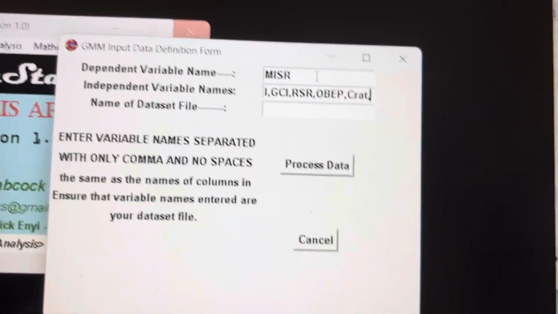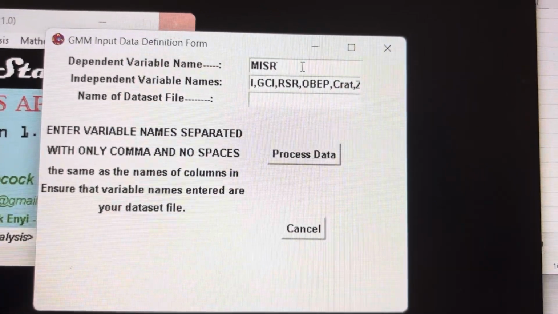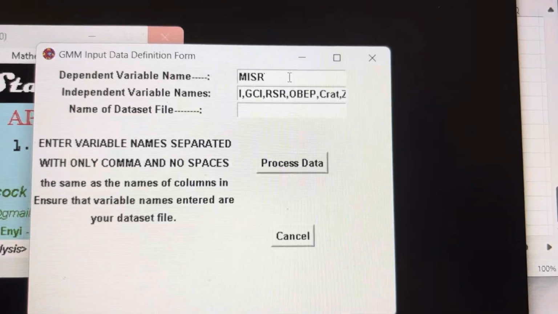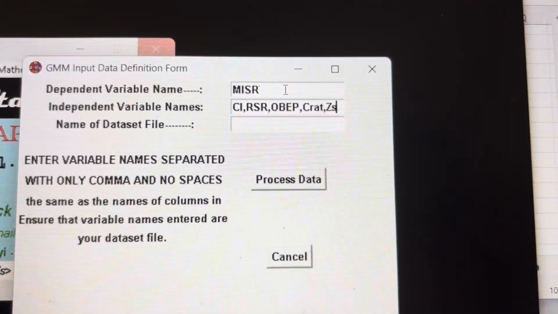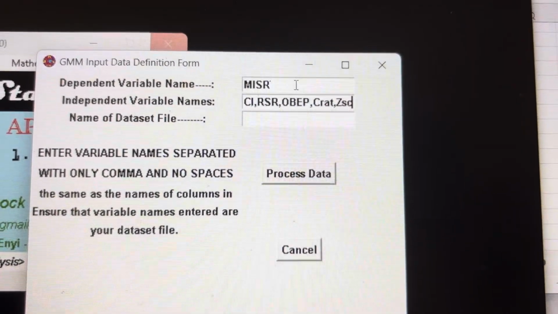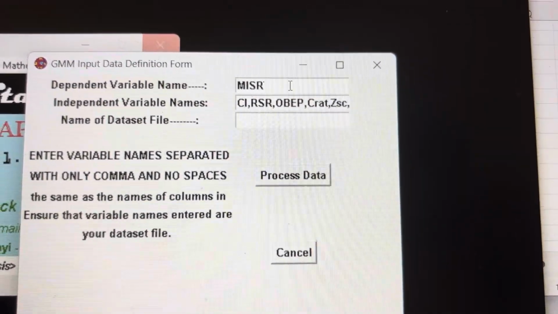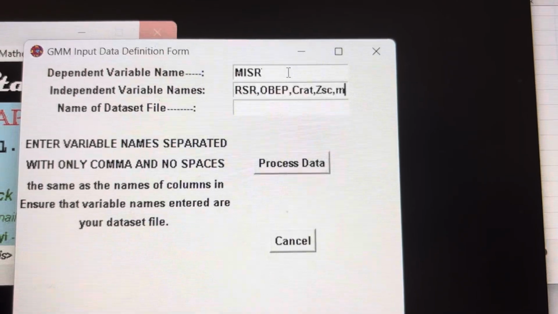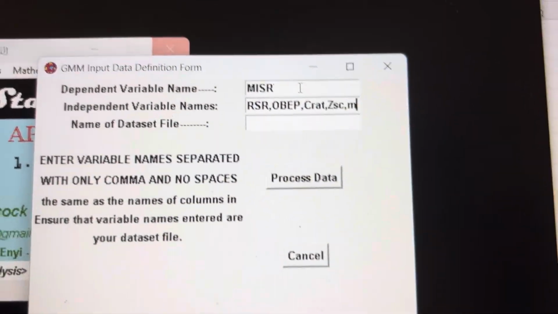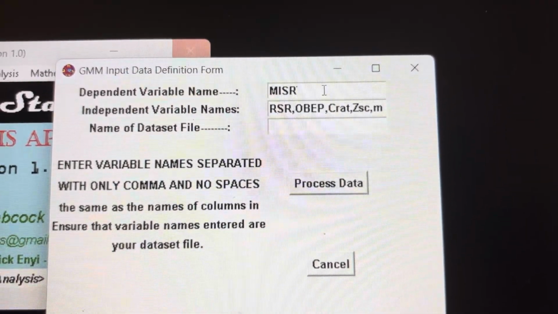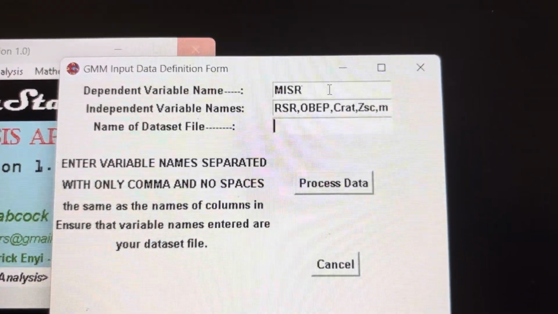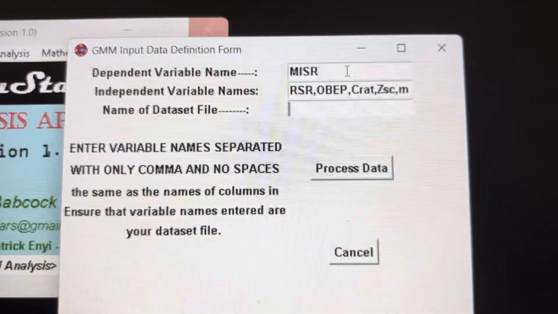Then we have ZSC. I think that is all. Okay, see the remaining one. And that last one is M. So and then we now take it to where we have the dataset file.